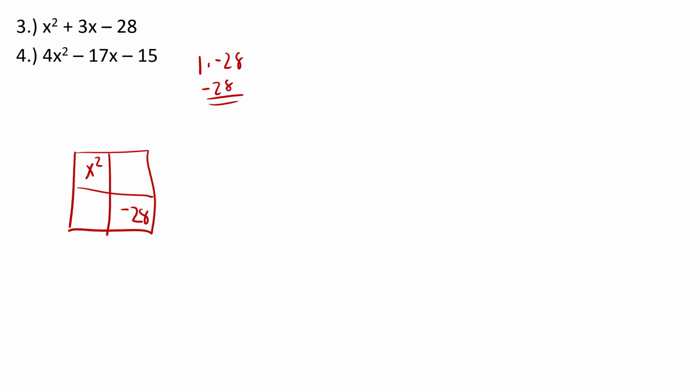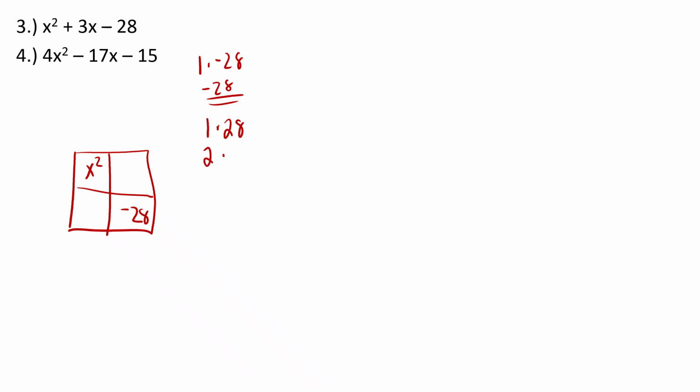I ignore the negative for the moment just because I don't want to duplicate pairs in my list. And we're looking for a pair of factors that will give us a 3. So 1 times 28, if they're the same sign, both positive or both negative, I could get a 29, positive or negative. If they are opposite signs, meaning one of them is negative, then I could get a 27, either positive or negative depending on which one is negative, but I can't get a 3.